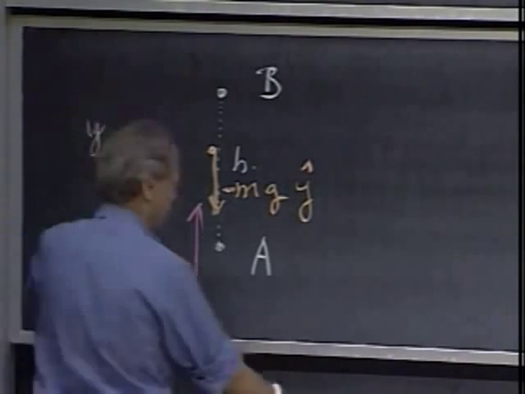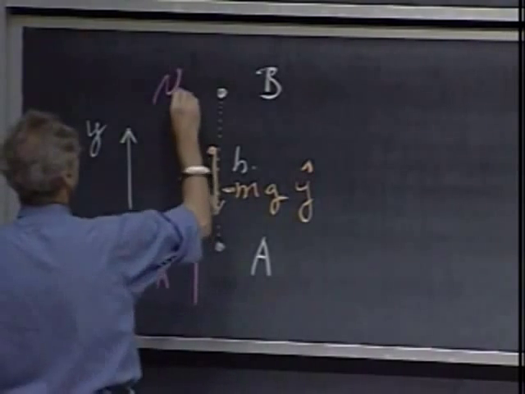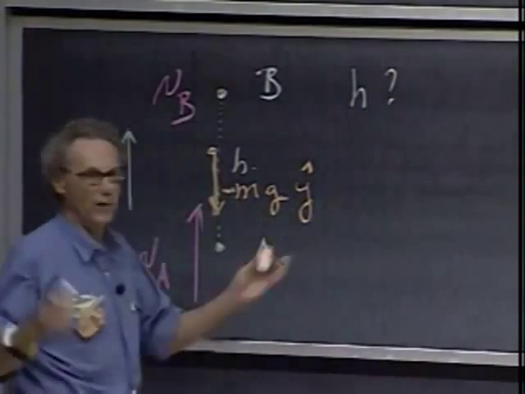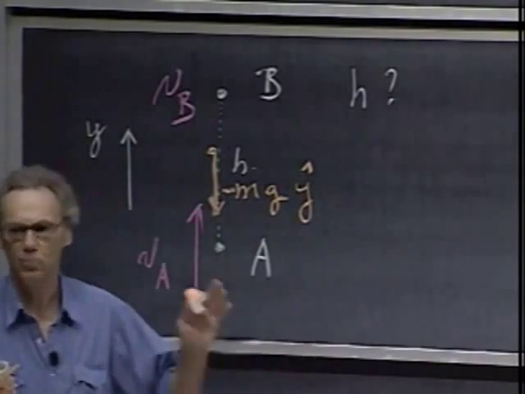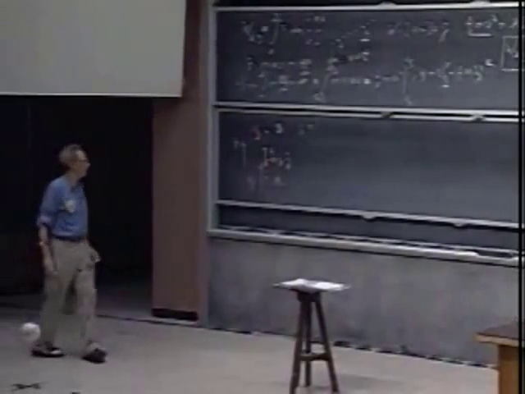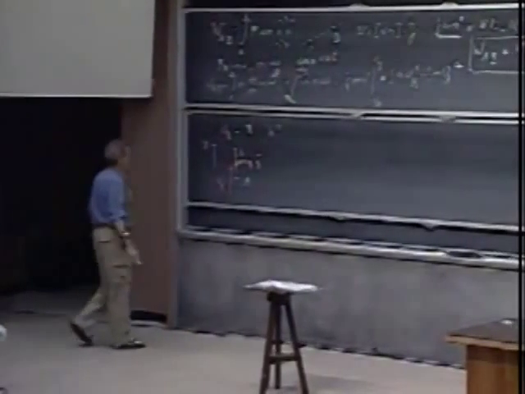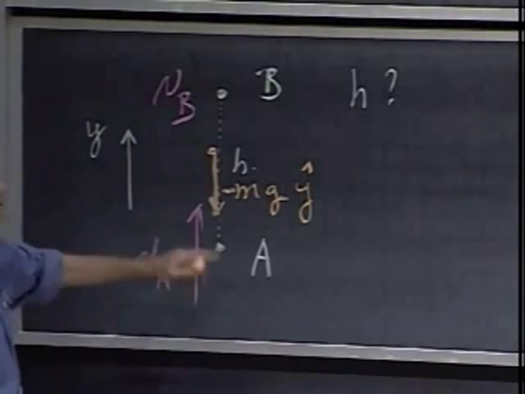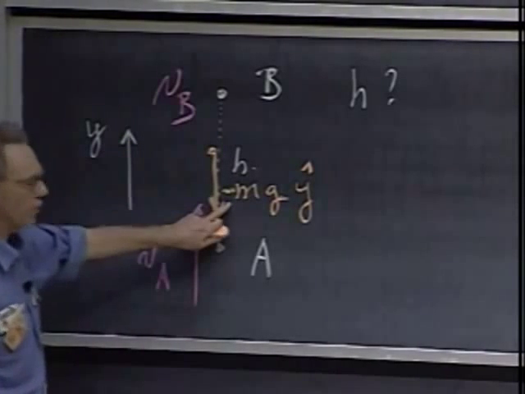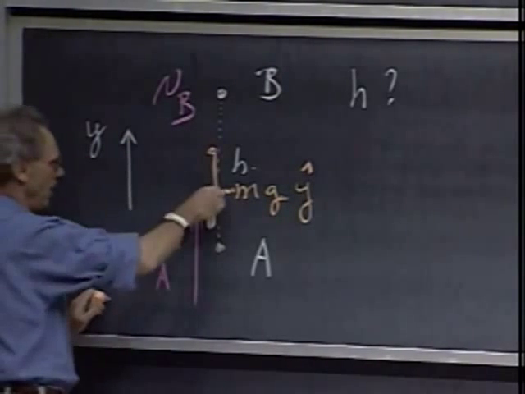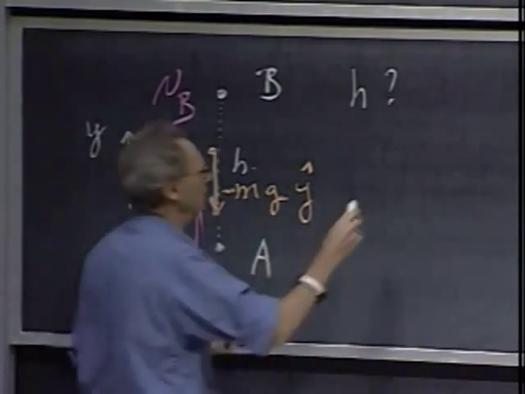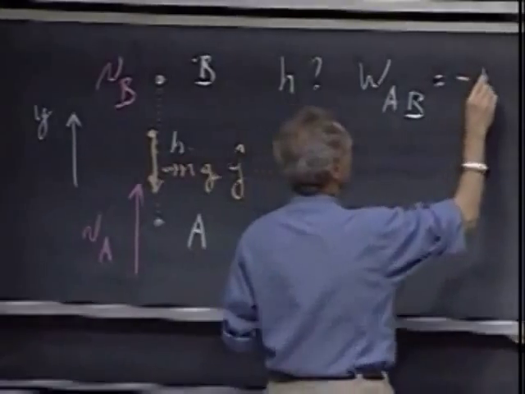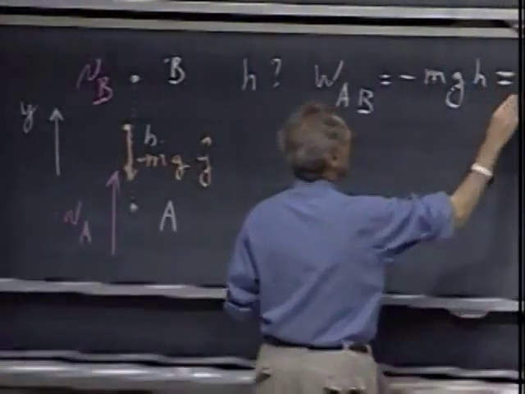When it reaches point B, it comes to a halt, and I'm going to ask you now, what is the value of h? We've done that in the past in a different way. Now we will do it purely based on the energy considerations. So I can write down that the work that gravity is doing in going from A to B, that work is clearly negative. The force is in this direction and the motion is in this direction. So the work that gravity is doing in going from A to B equals minus mgh.